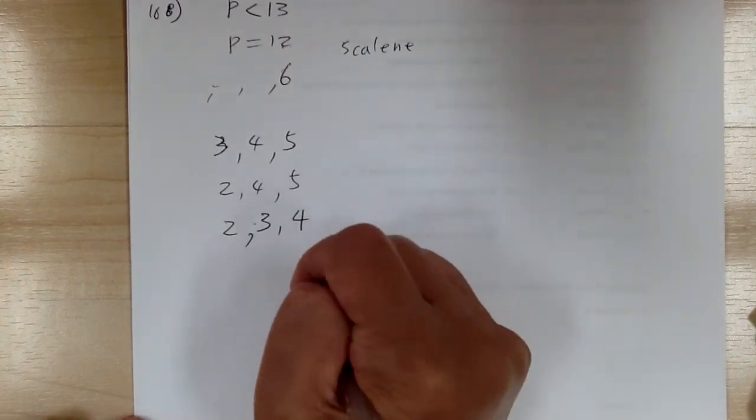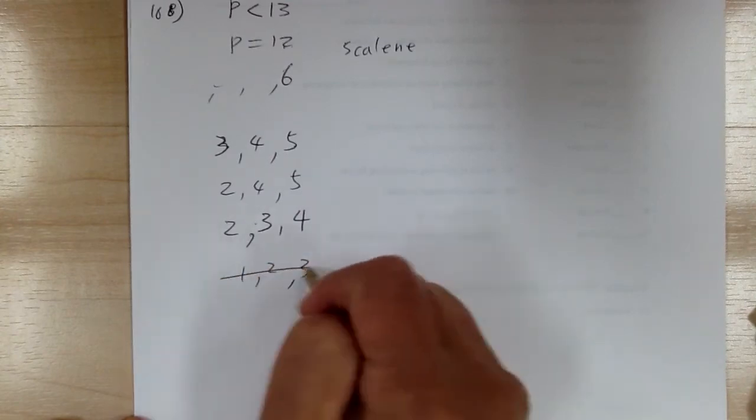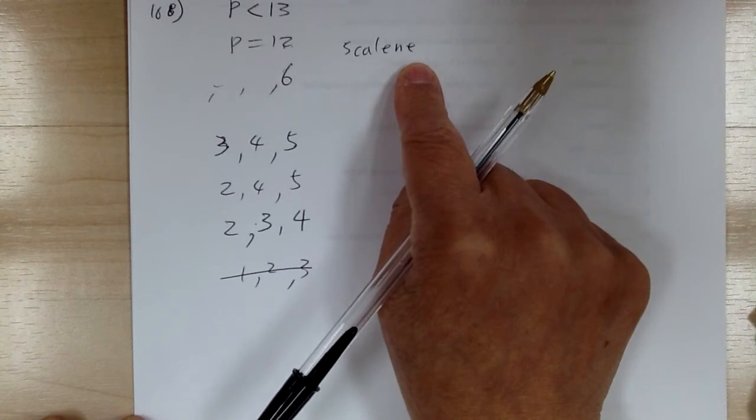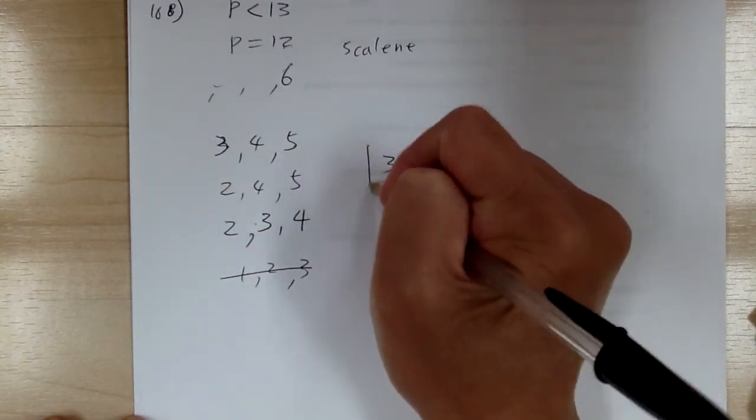Once you go down to 3, you can only have 3, 2, 1, and again this is no good, degenerate. Scalene means all three sides have to be different. So by just trying all the combinations, there are only 3 possibilities.